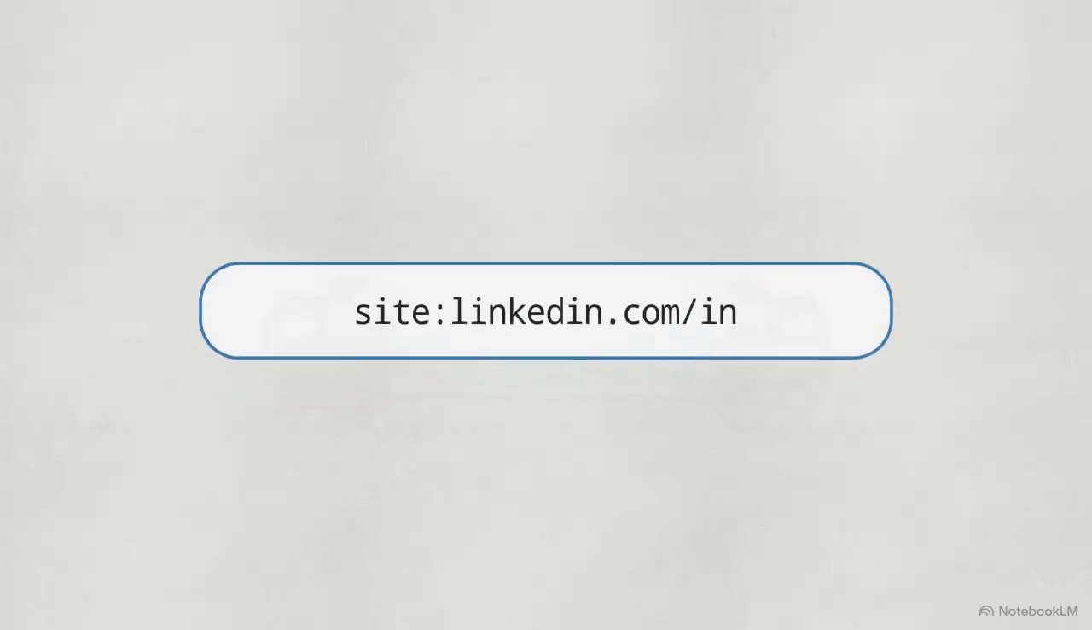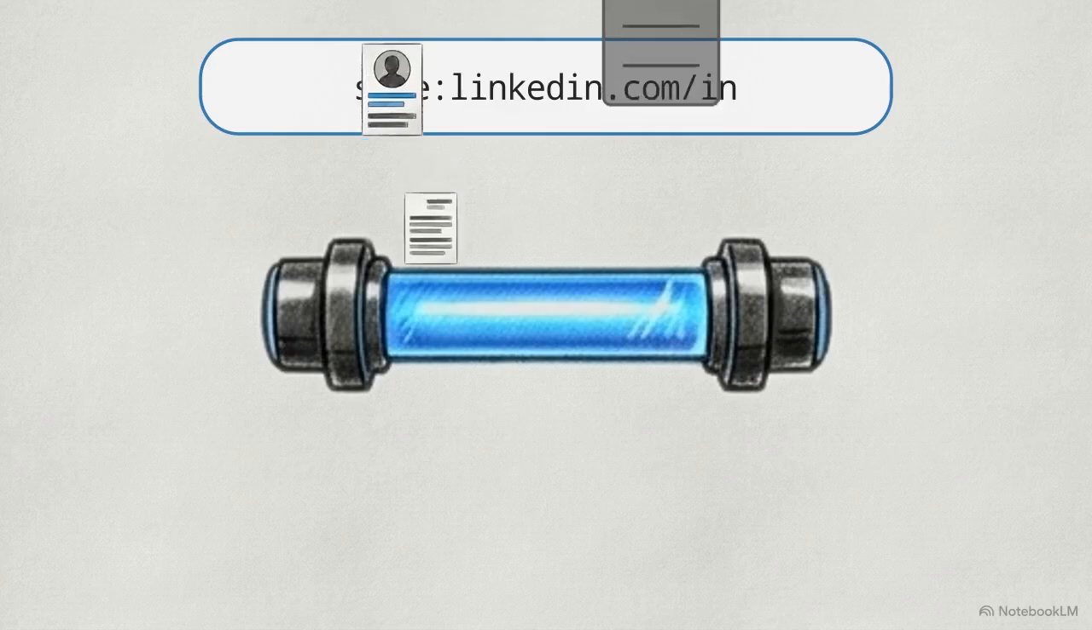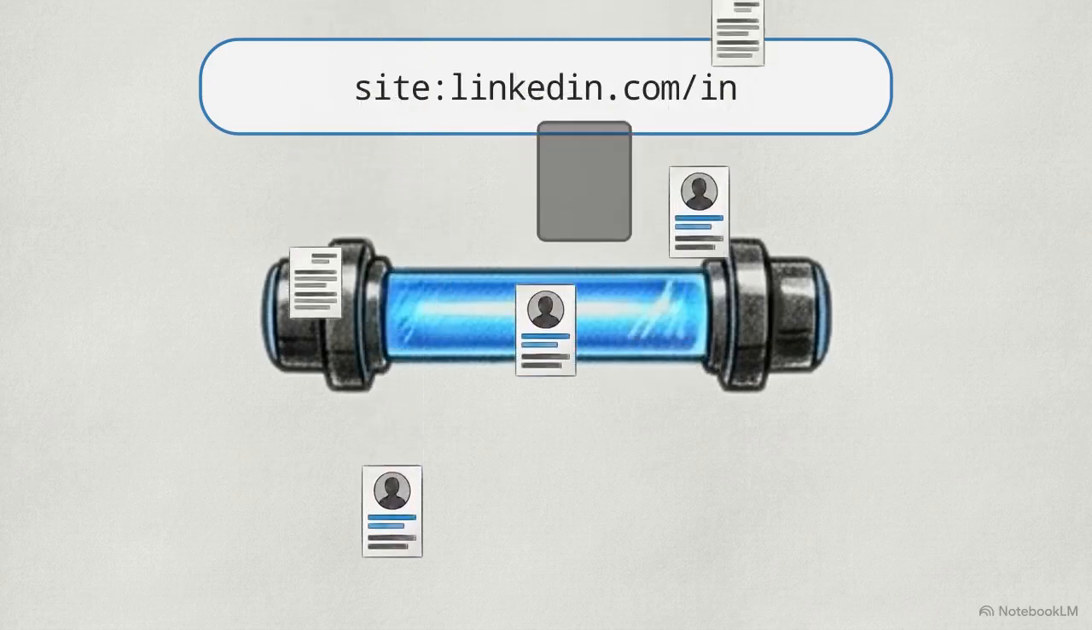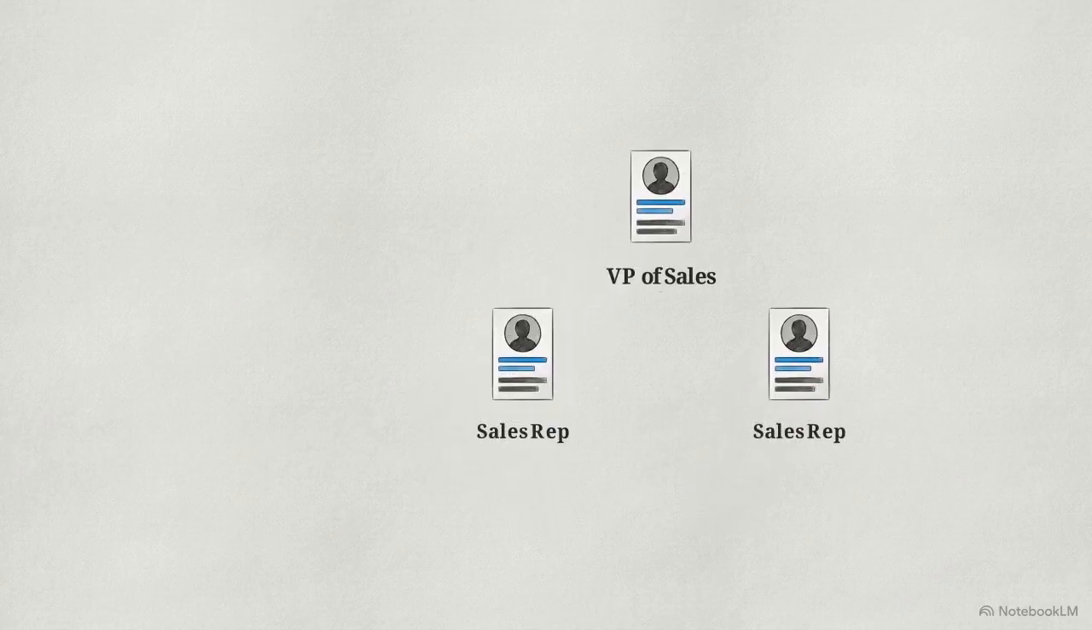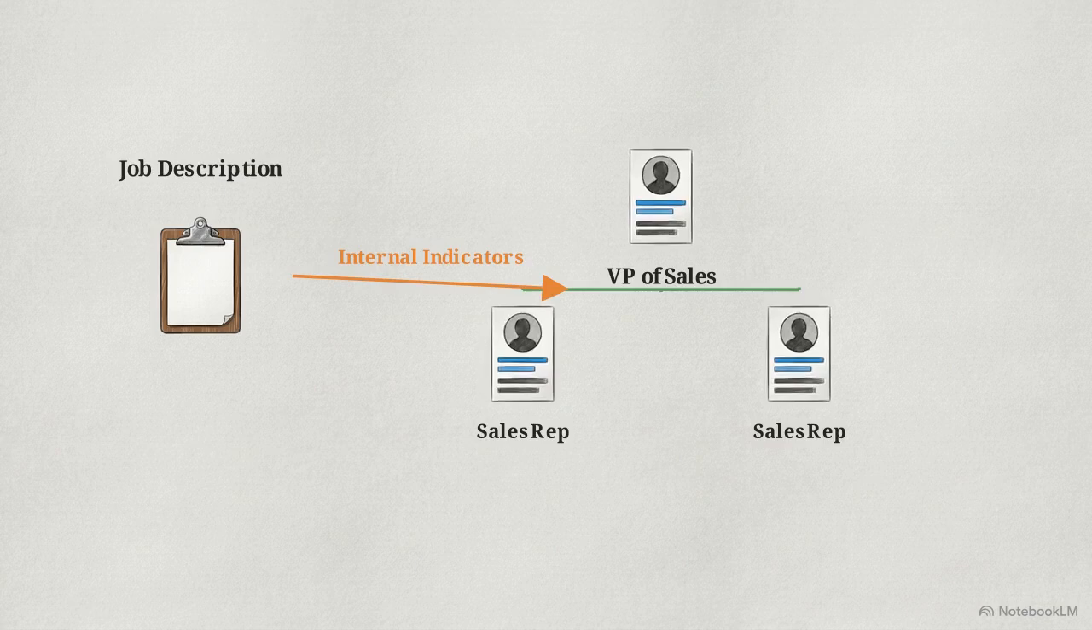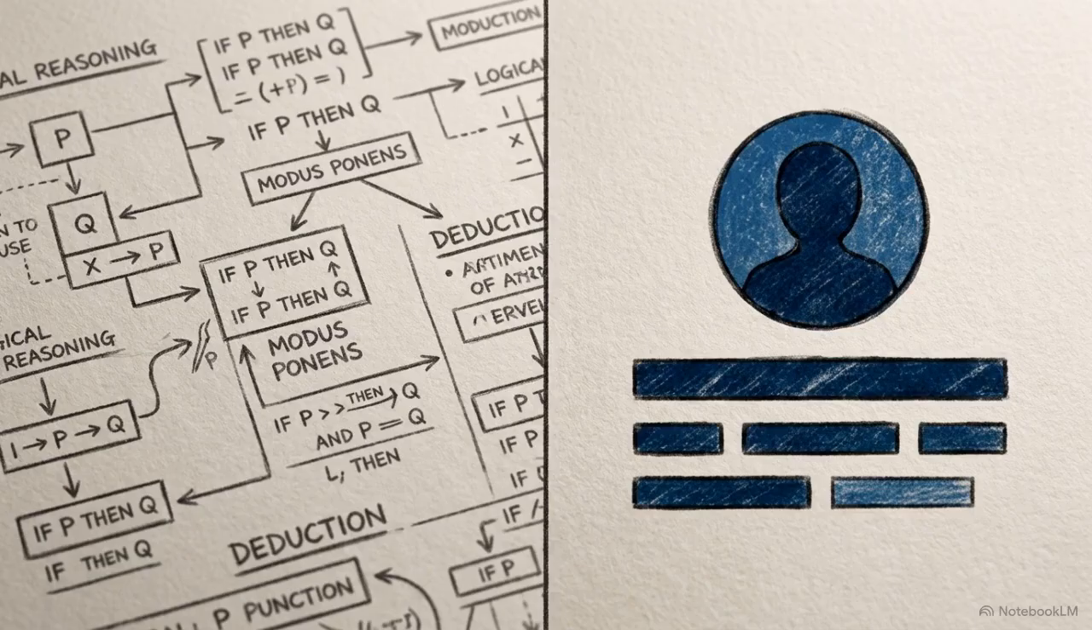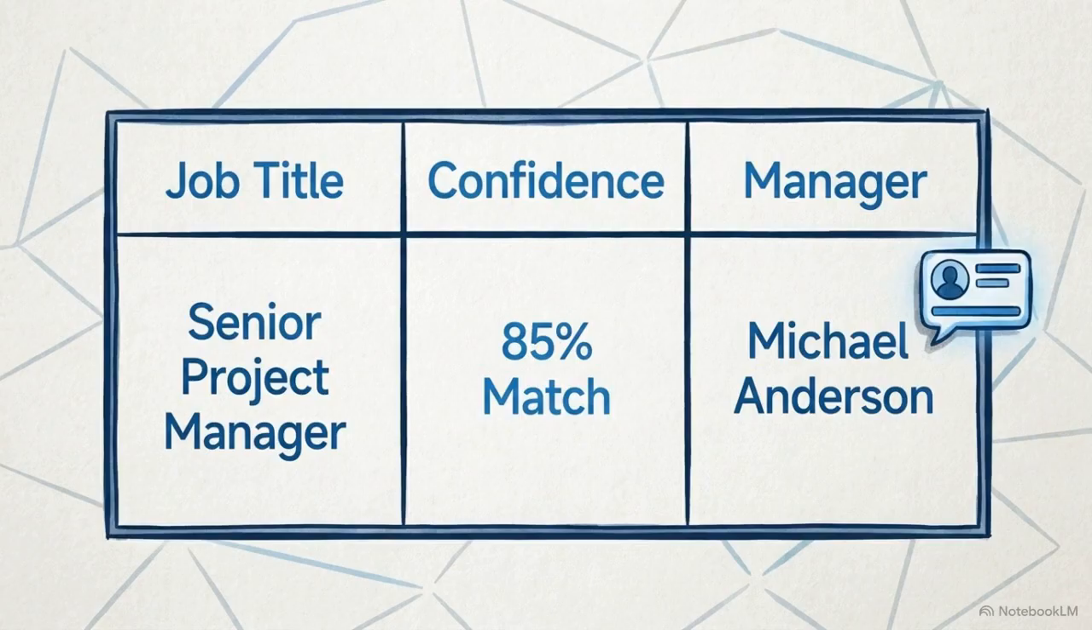This diagram shows how an X-ray search works. Adding the operator site:/linkedin.com/in forces the engine to block standard websites and isolate professional profiles. The AI then cross-references these profiles against internal indicators found in the original job descriptions. Understanding this back-end logic allows you to trust the data and confidently verify the reasoning behind the AI selections. The final output gives you a specific name and direct hyperlink to the likely hiring manager.